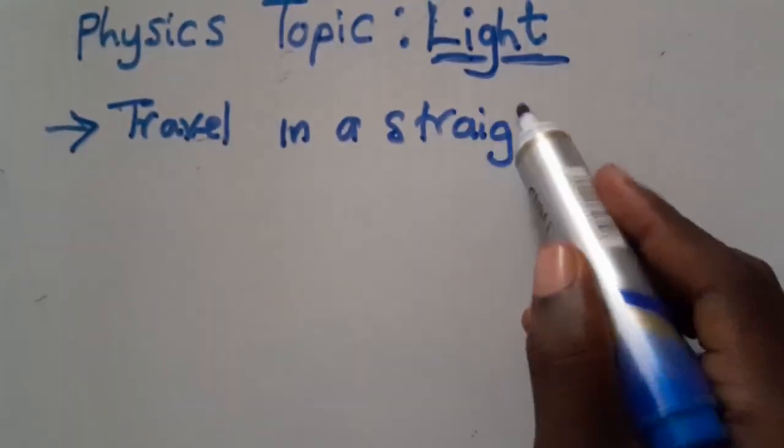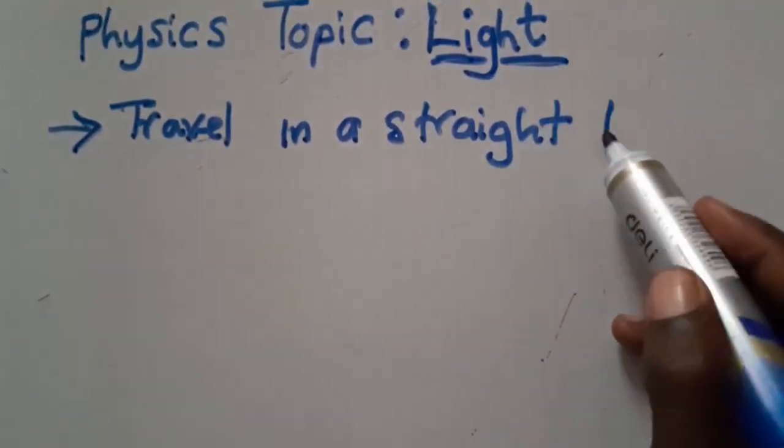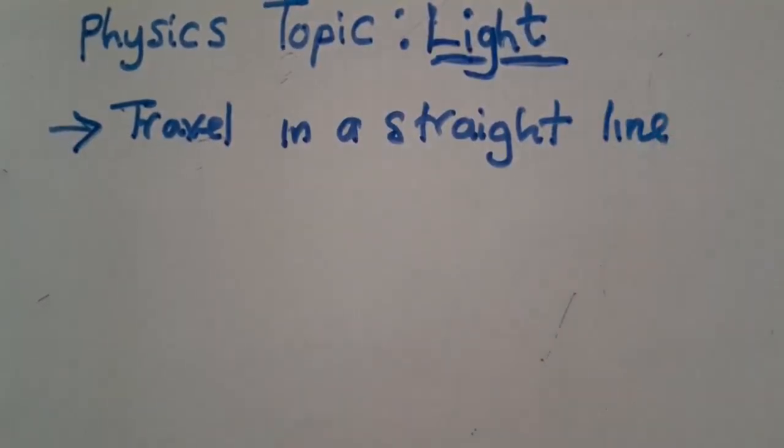I'm going to make this very simple because these are the major topics that come in your exams. Whenever you are talking about light, light travels in a straight line. And this topic is under waves. We know that a wave is a disturbance that occurs on the surface of an object and it is able to transfer energy from one place to the other.